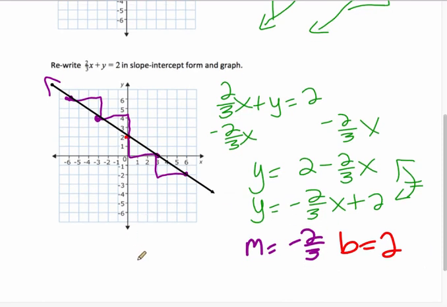All right, so that's how you use slope-intercept form. And now you can do your practice problems. Good luck.